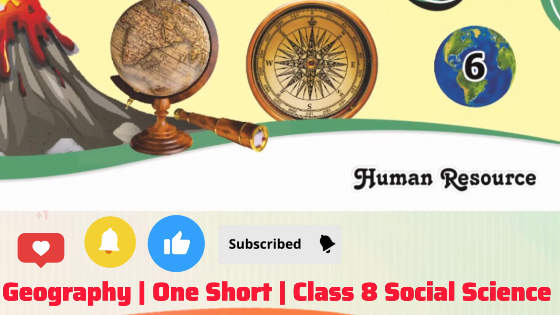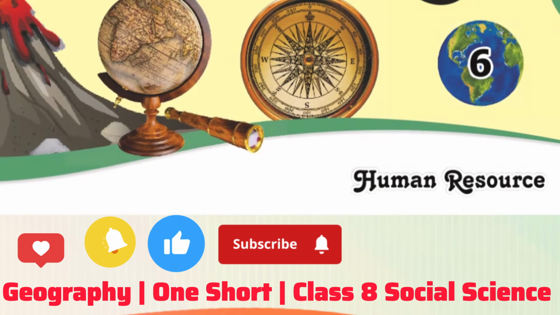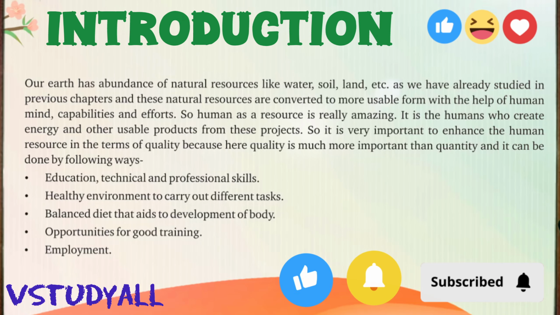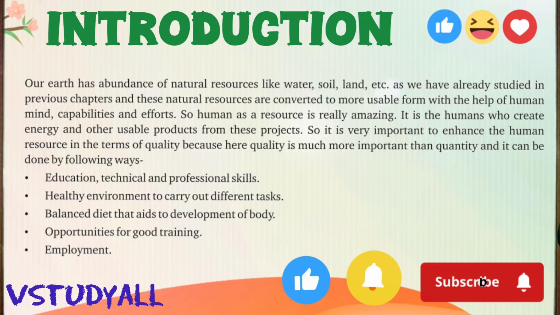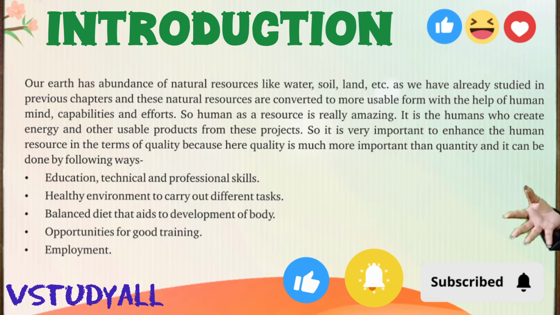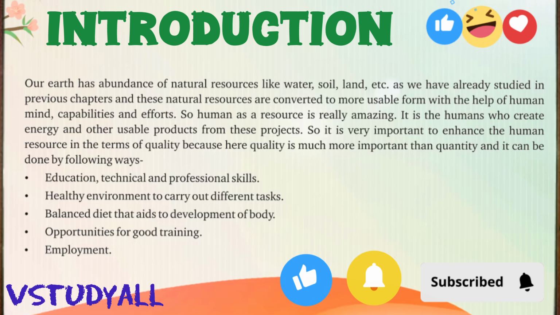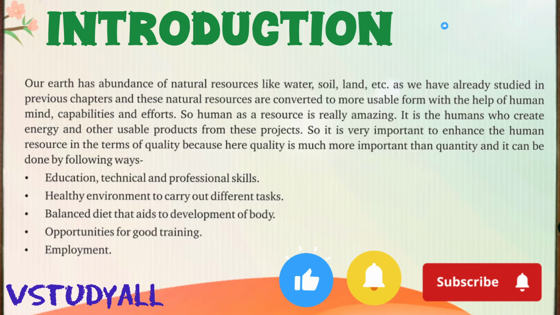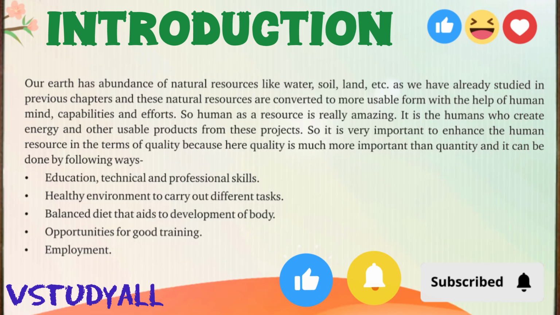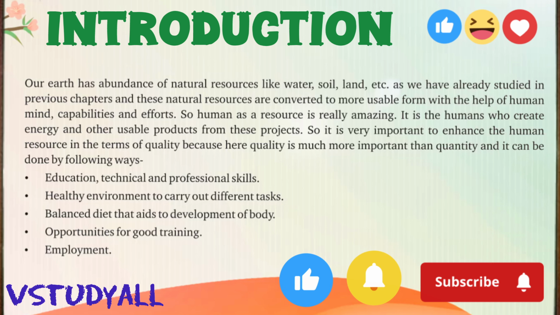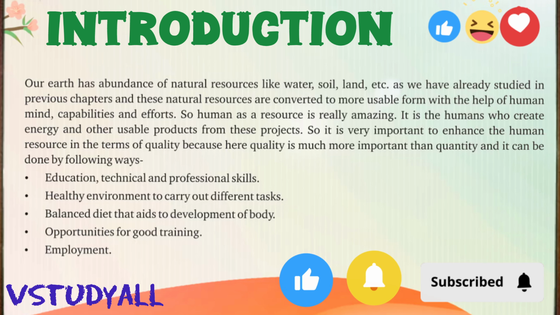Today we are going to start chapter 6, Human Resources. Our earth has an abundance of natural resources like water, soil, land, etc., as we have already studied in previous chapters, and these natural resources are converted to a more usable form with the help of human mind, capabilities and efforts. So human as a resource is really amazing.